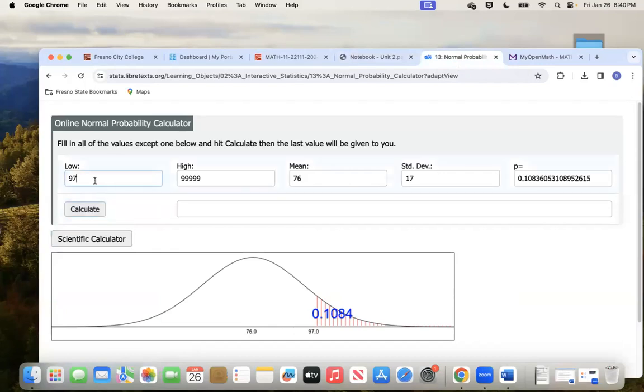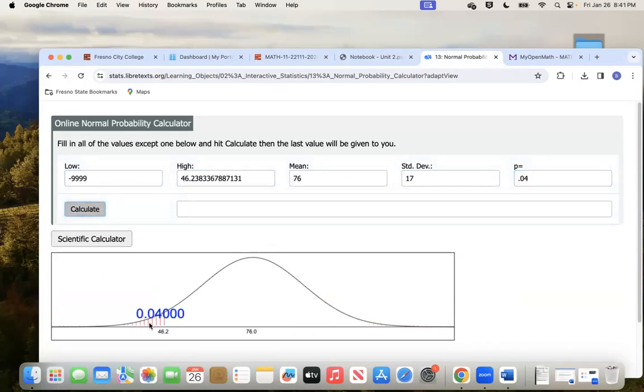So come back here. So what was the low again? Negative 9999. The high we leave blank. Notice the mean and standard deviation are still the same. Get rid of the P, clear that out and put in 0.04. So I'm leaving the high blank. That's the way this calculator works. You can leave one blank. You read it up here. It says leave one blank and hit calculate. So 0.04, mean and standard deviation, low is negative 9999. Ready? Calculate. There it is. There's the high.